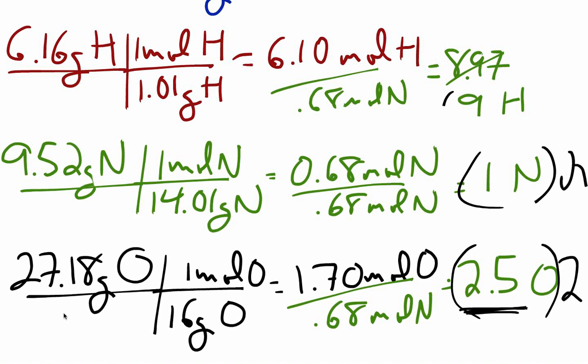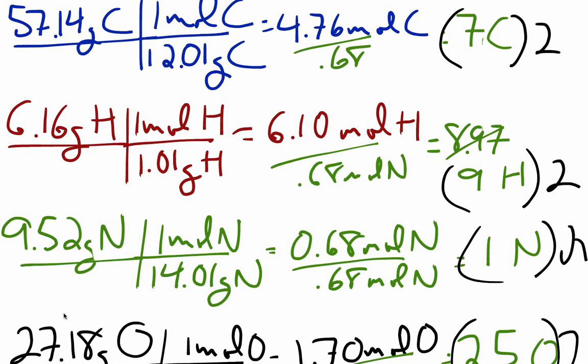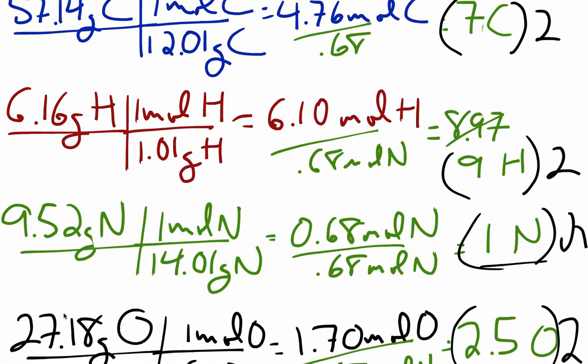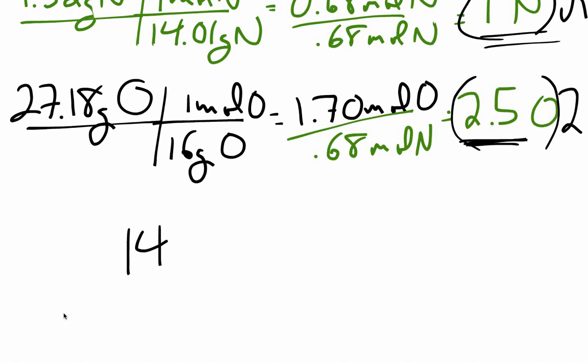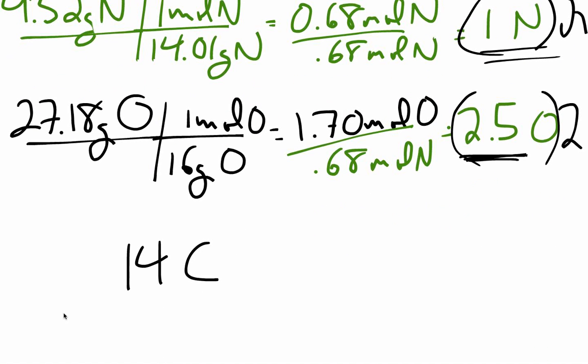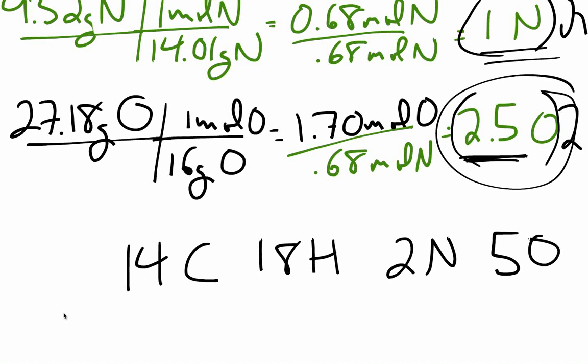So I'm going to have to go back. And if I multiply that one by 2, I'm going to have to multiply all of these by 2. And so we don't have a 1 nitrogen ratio. We have a 2 nitrogen ratio. So if I go down and multiply those through, we have 14 carbons to 18 hydrogens to 2 nitrogens and 5 oxygens. So we have to be careful, be watchful of those.